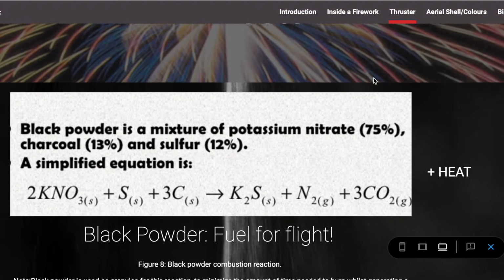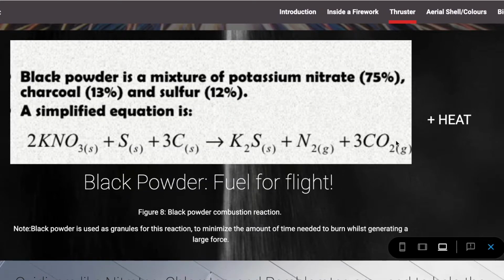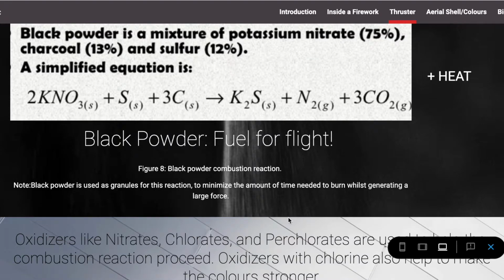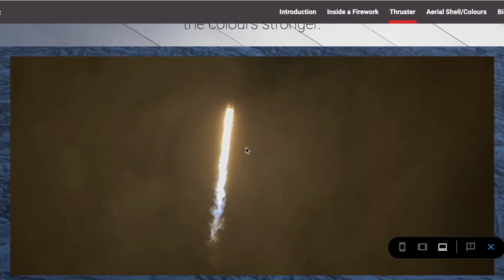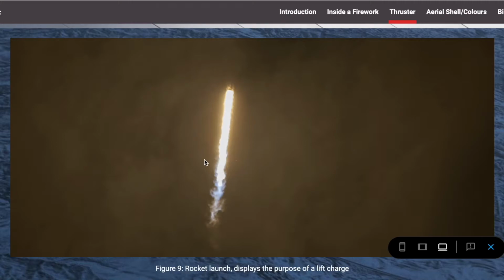For the thruster, we have the combustion of black powder. It is essentially the fuel for flight in this situation. One of the byproducts is a lot of heat, which is quite important, especially later on. It is granulated. It is not a powder. It is granulated, like a small marble kind of thing. And it creates a huge force to lift this firework quite a way up and away from you to be sure you're safe. This is kind of an exaggeration of what it looks like. This is a rocket launch, but you get the idea down. It propels this thing quite high.